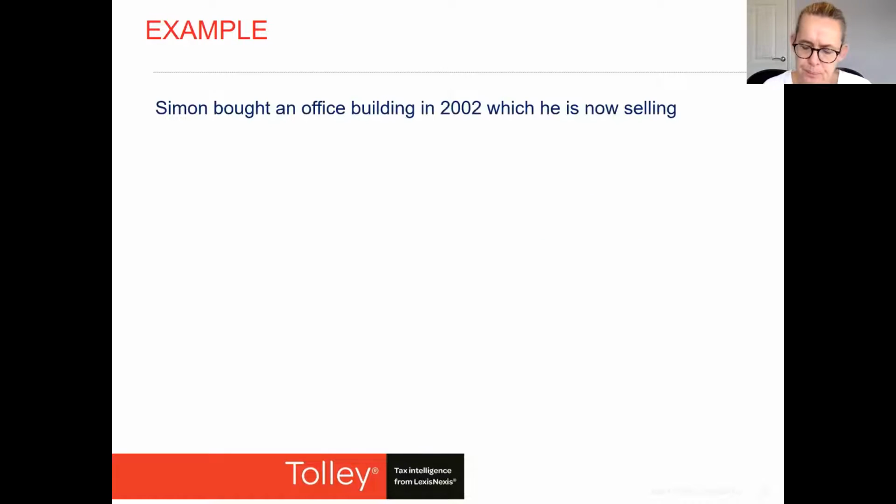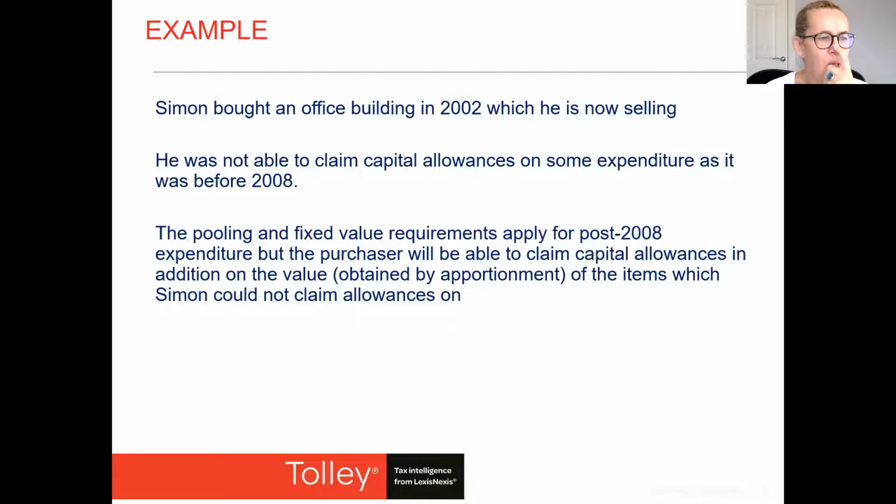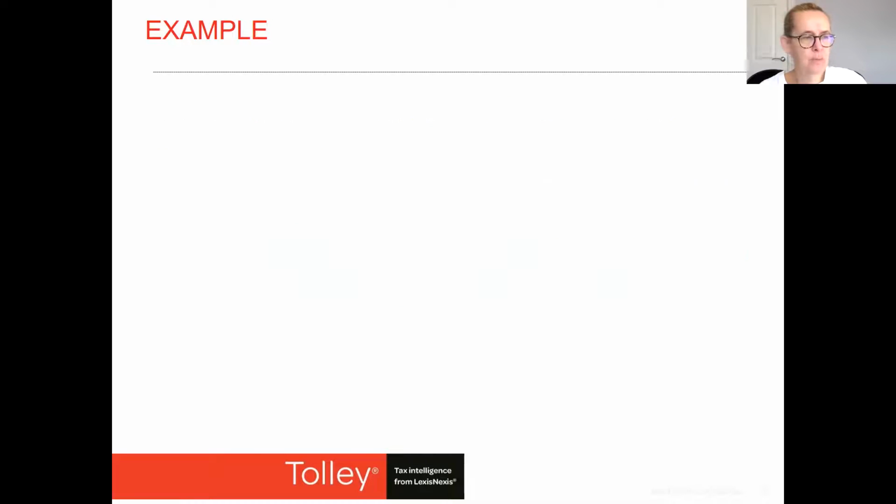But let's have a look at some examples. So Simon buys an office building in 2002, which he is now selling. He was not able to claim capital allowances on his expenditure as it was before 2008. If there was any post-2008 expenditure, then the normal pooling requirement and fixed value requirement would be able to be used. But for the assets that were already intrinsic in the building, the purchaser would be able to claim allowances on a just and reasonable apportionment basis.